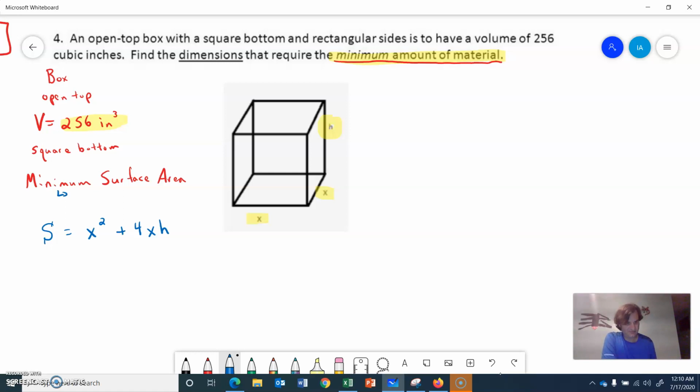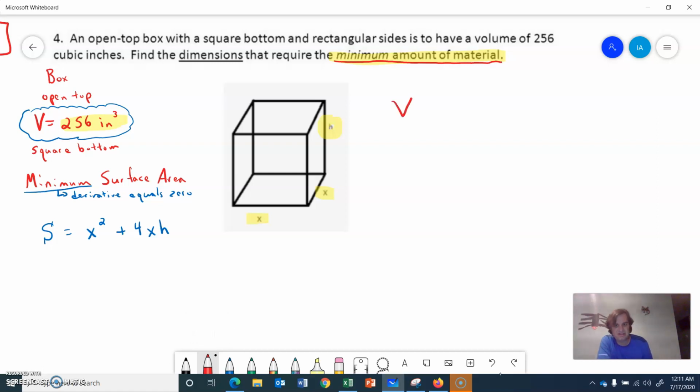Okay, so derivative equals 0. That's what we think of when we see that word minimum here. But we don't want both the X and the H in there. So we're given some information about the volume. So maybe we can replace the H with X, and the H looks like the easier one to replace.